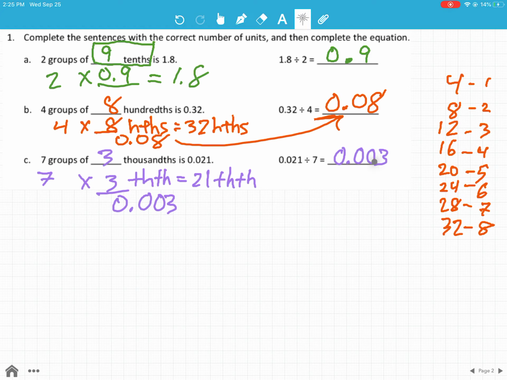How do I know it goes here? Well, because my 21 is here and the last digit is in the thousandths place. Okay. So if you know your multiplications of the 7s, I know it's a difficult one for a lot: 7, 14, 21, 28, and so on, you can see that the third one is 21. All right.